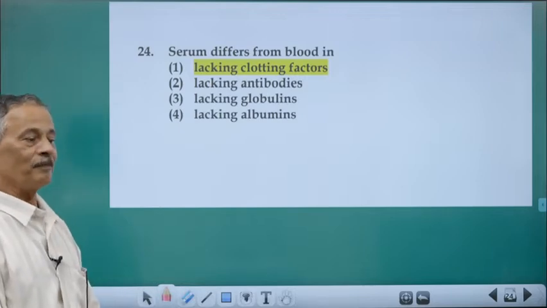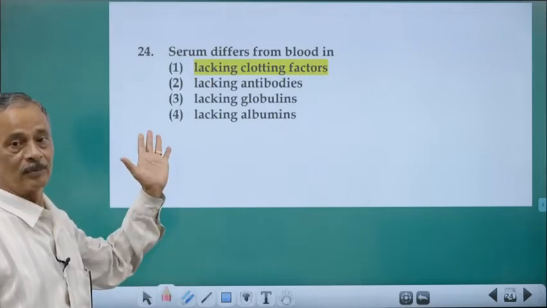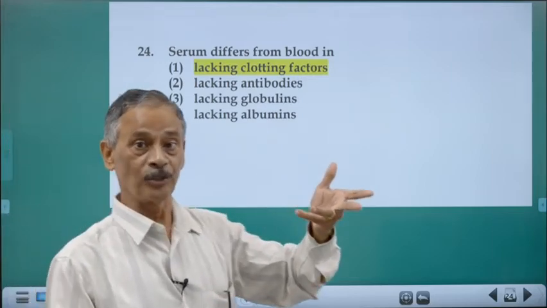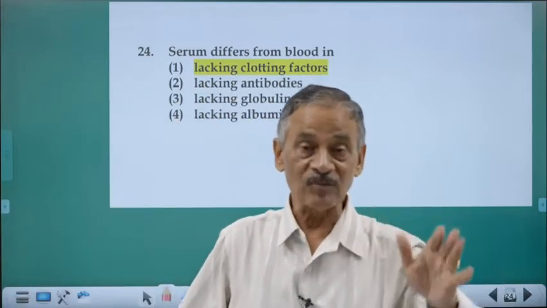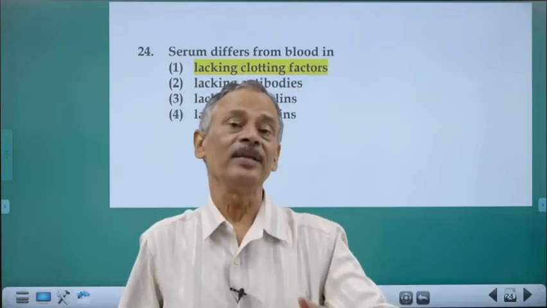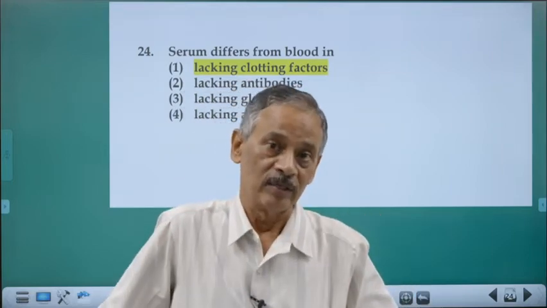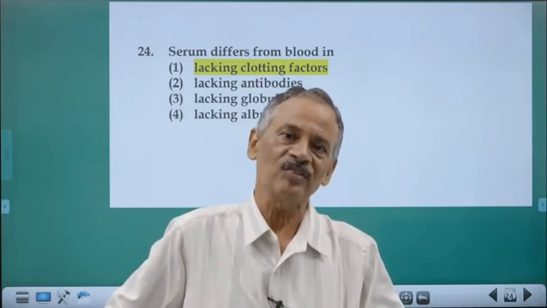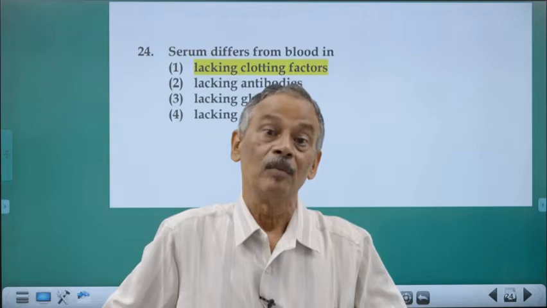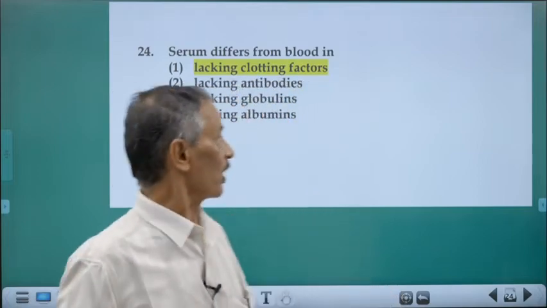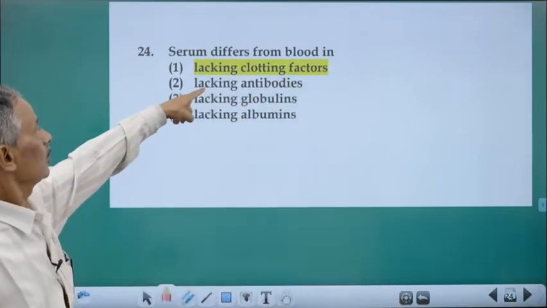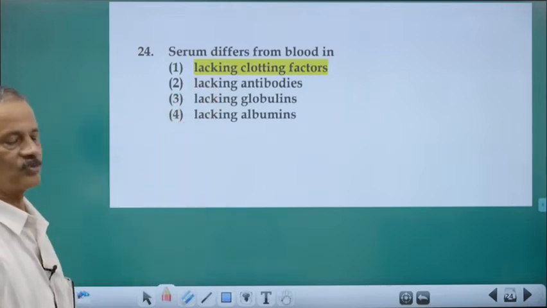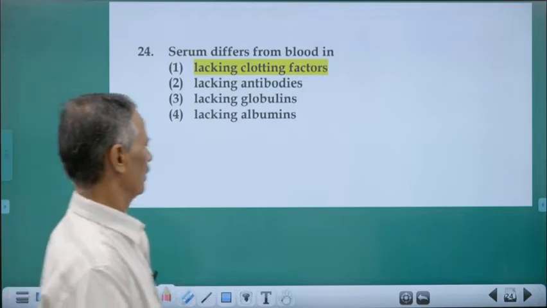See, what is serum in the clotting question I have told you. After clotting, the clotting elements from the plasma are removed. What is remaining is a colorless liquid that will not clot, because all the clotting elements are removed from that. That's called the serum. Plasma without clotting factors. Serum differs from blood in that it lacks clotting factors. Clear? Very simple one.